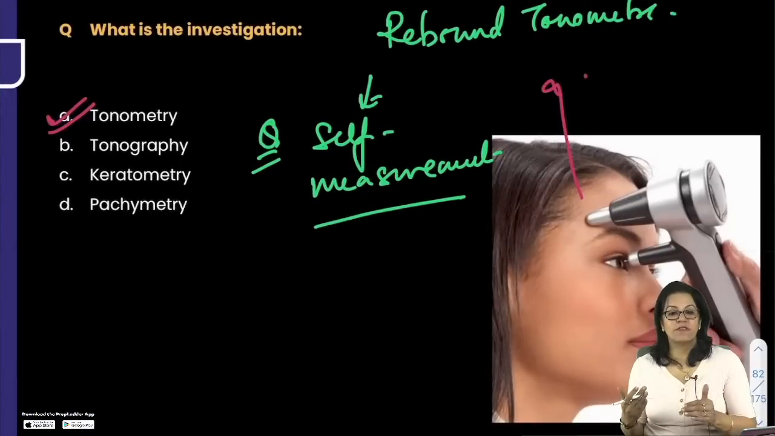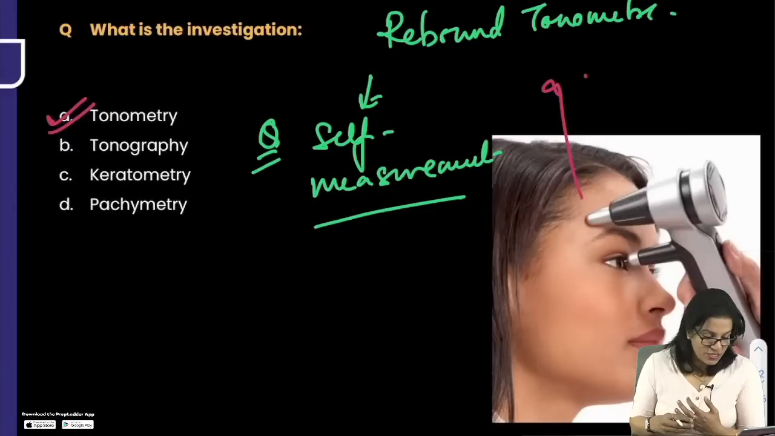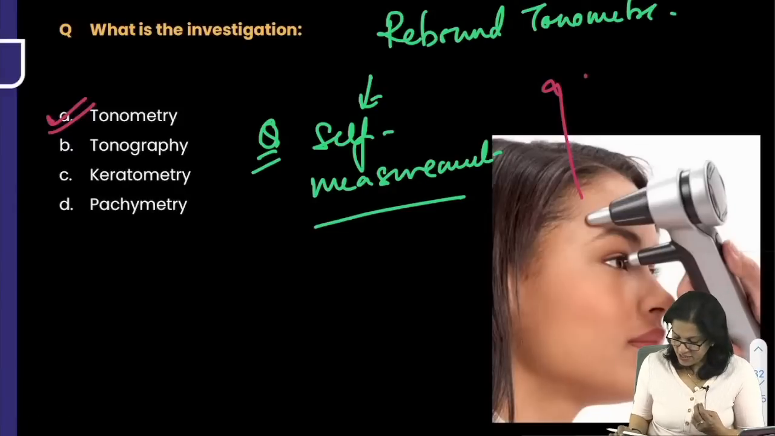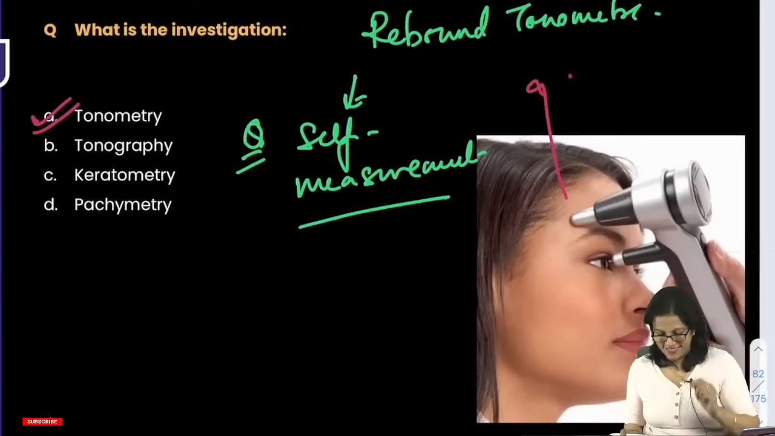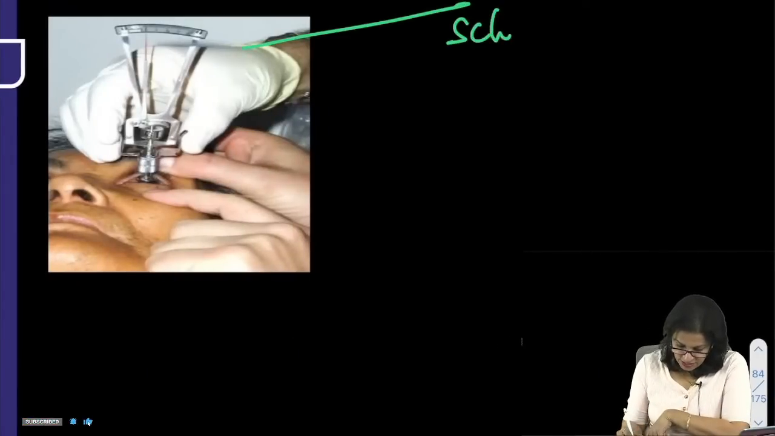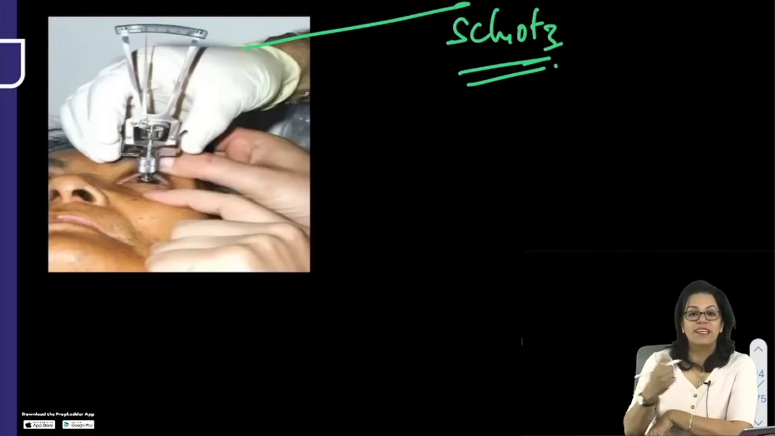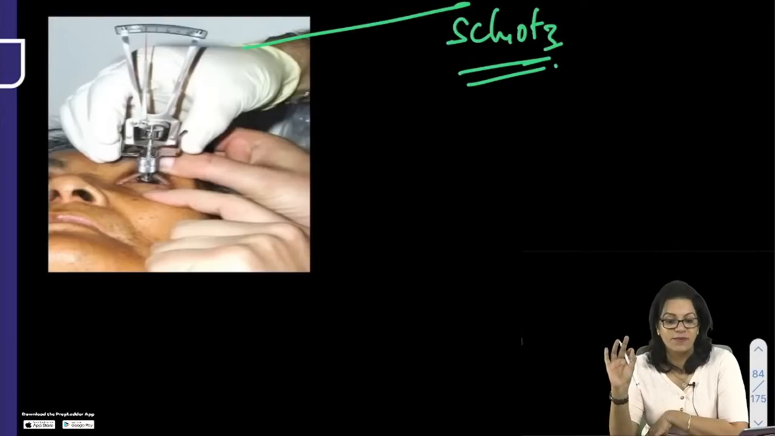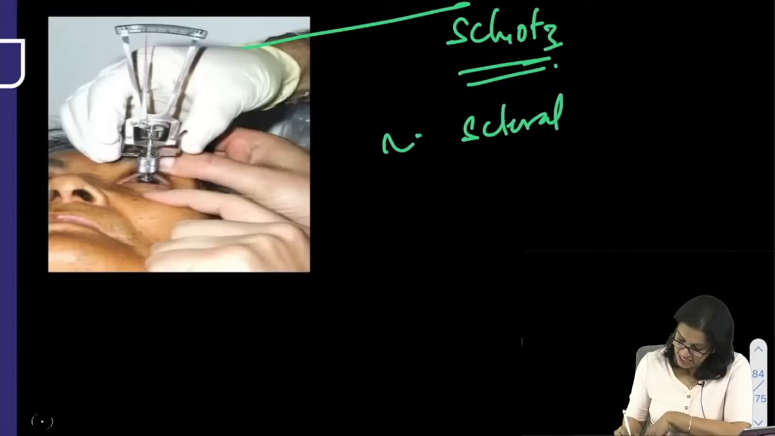Okay, next question, which is more reliable, applanation or indentation? What do you say? This is not Perkins, this is rebound. Whenever you see it supporting the forehead, it is a rebound. This one is your Schiotz. Schiotz is indentation, and applanation tonometry, Goldmann, is more reliable. Goldmann is always more reliable. Please remember this, right? Why is Schiotz not reliable? Because the reading of Schiotz depends on the scleral rigidity of the patient.